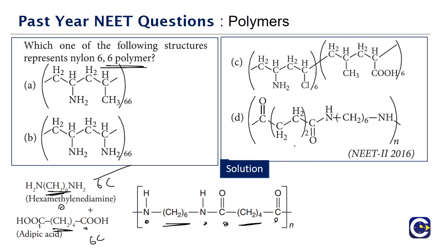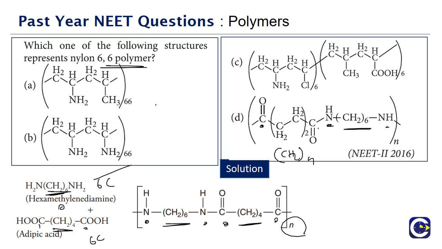Now let's check the options. In option D, the chain between two NH groups will have 6 carbons. Between two CO groups, look at what we have, CH2 twice, which means CH2 totally 4 times. And this is a polymer chain, so we cannot specify exactly the number of monomers that will be present in a particular chain.